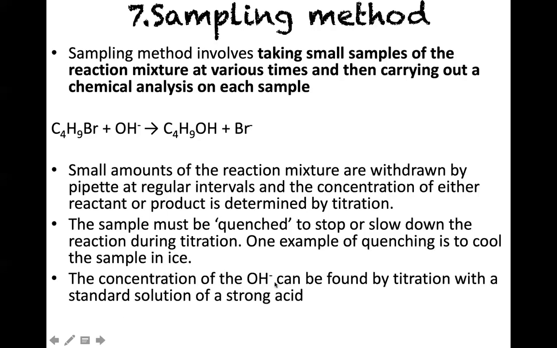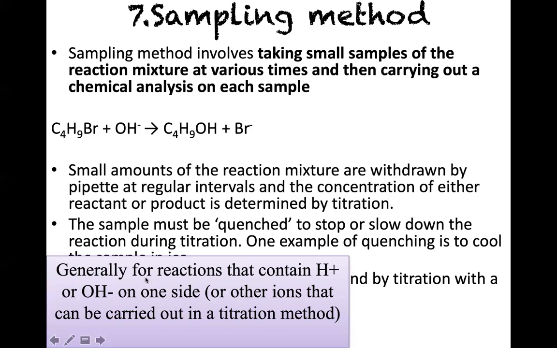Then the concentration of the OH minus can be found by titration with a standard solution of strong acid. Okay, so this is generally for reactions that contain H plus or OH minus on one side of the equation, or other ions that can be carried out in a titration method. There are some other reactions as well that can be carried out using a titration method, like iron.